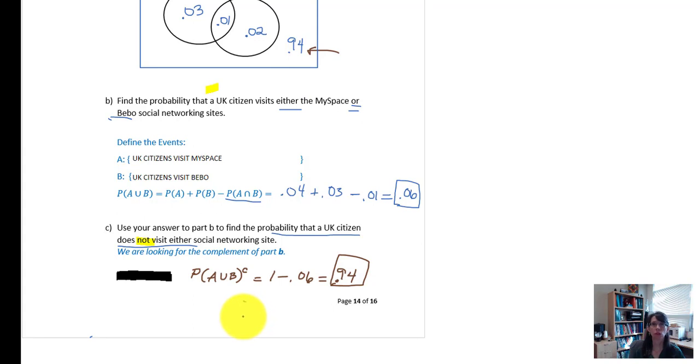It is important in this section to remember to subtract any intersection of events so that you are not counting those values twice.